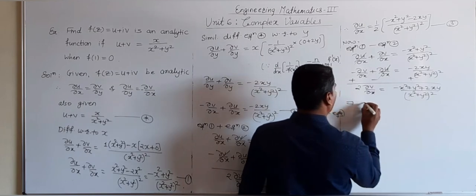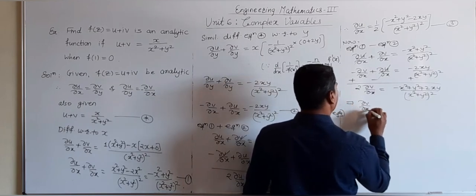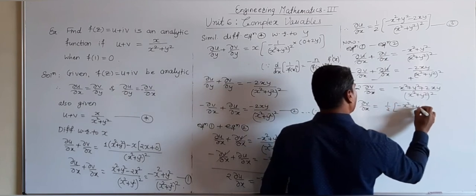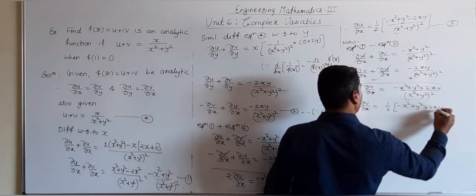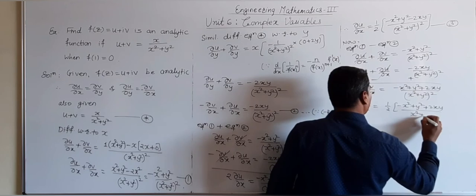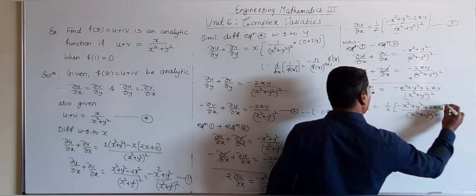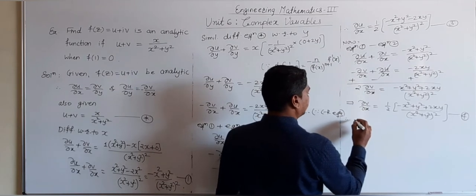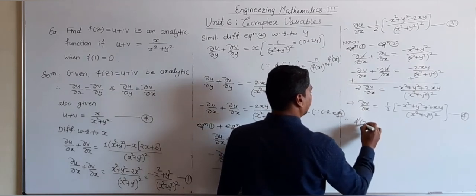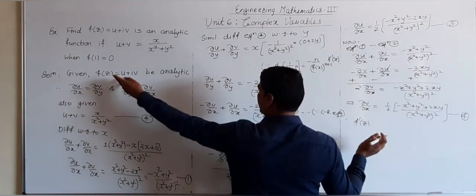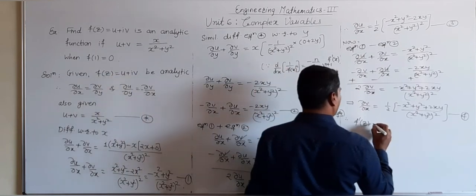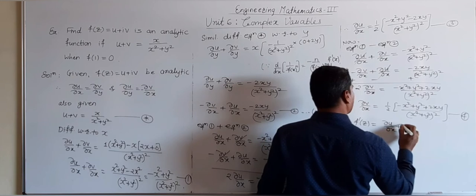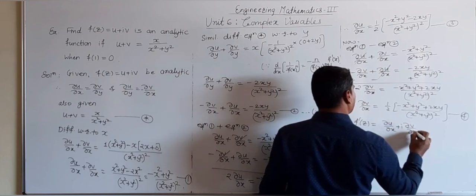So in that way we get the partial derivative of v with respect to x = 1/2 × [(-x² + y² + 2xy) / (x² + y²)²]. And now this is our equation number 4. And therefore f'(z), that means the derivative of this with respect to x, becomes ∂u/∂x + i ∂v/∂x.